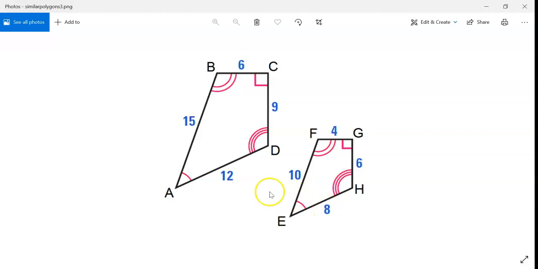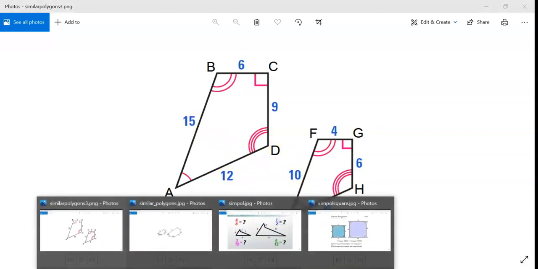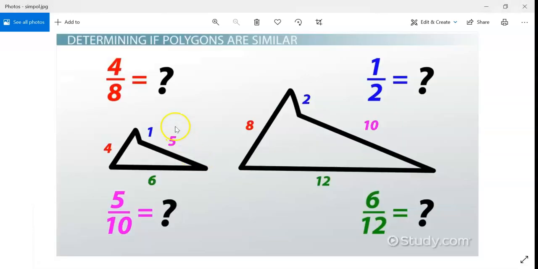12 to 8, 3 over 2 if I reduce it. 15 to 10, 3 over 2. So you can see they all have the same common ratio. Look here. Look at these two polygons.